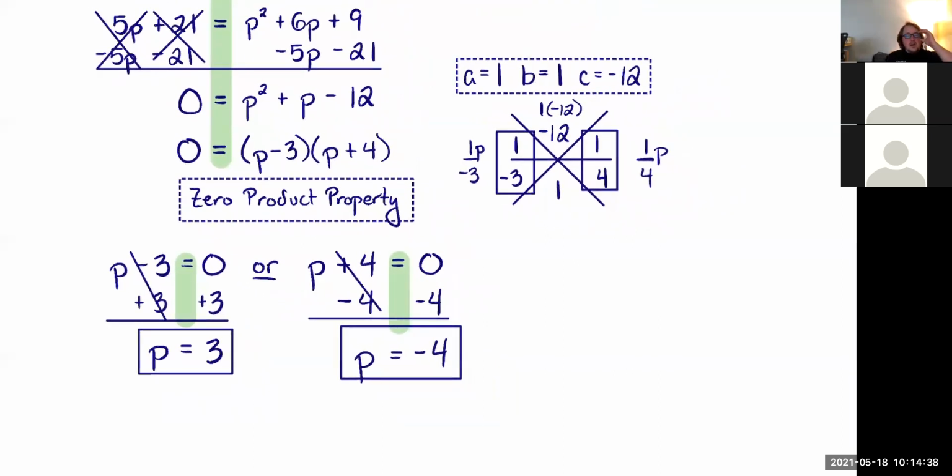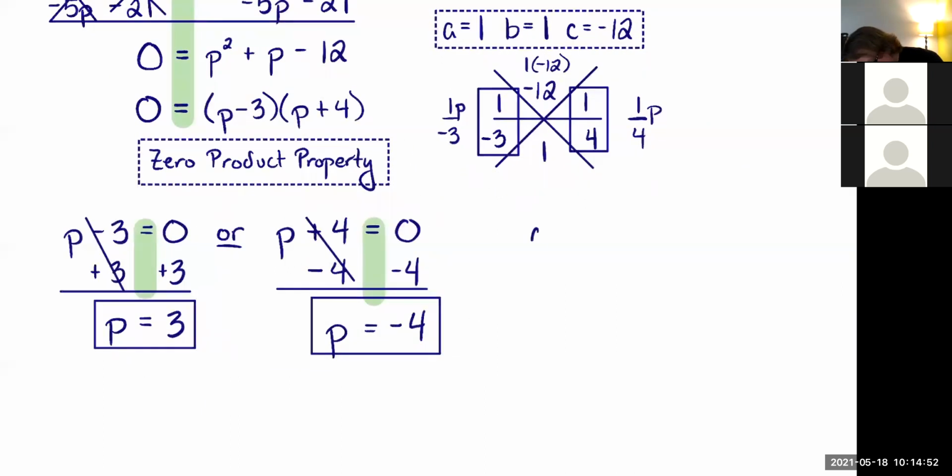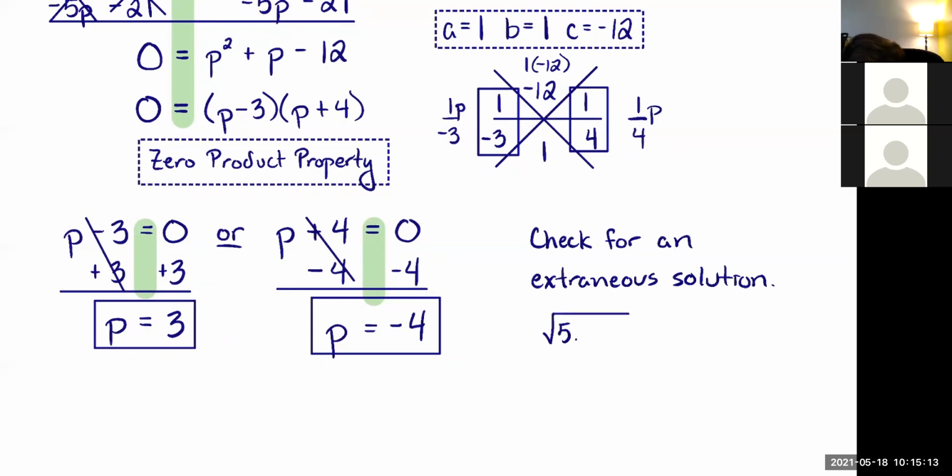So we found 2 possible solutions. Now I know these 2 solutions would satisfy the quadratic equation, but were we solving a quadratic equation? No, we're solving a radical equation. So off to the right here, we are going to check for an extraneous solution. And our radical equation this time was the square root of 5p plus 21 was equal to p plus 3.